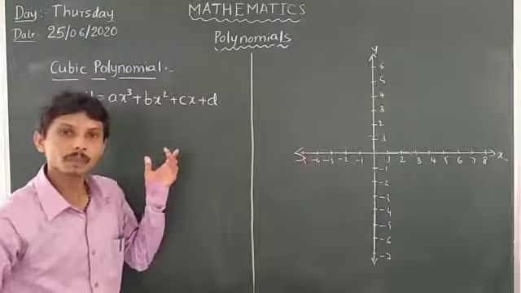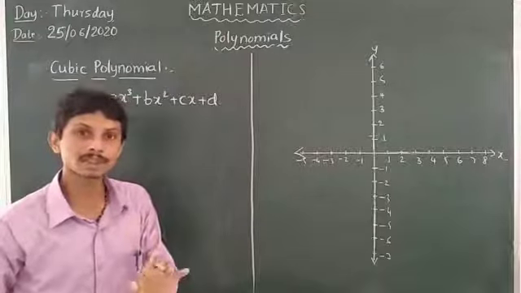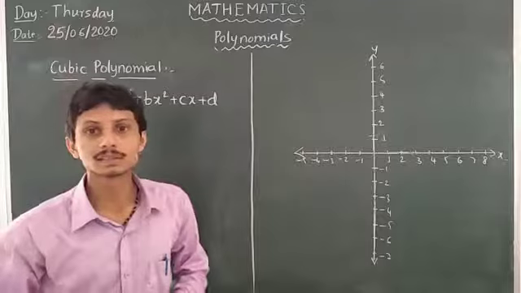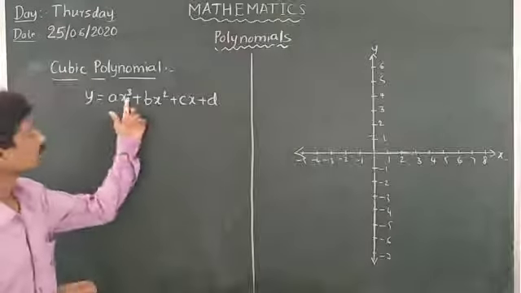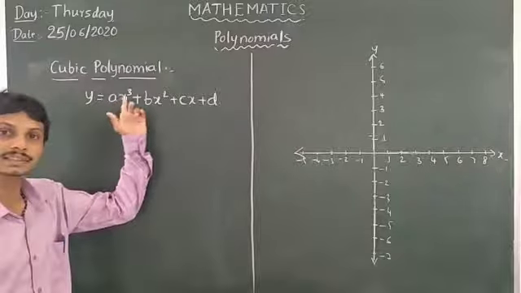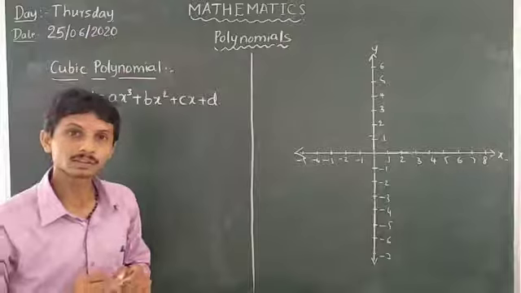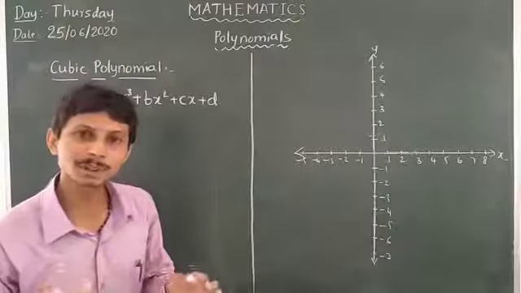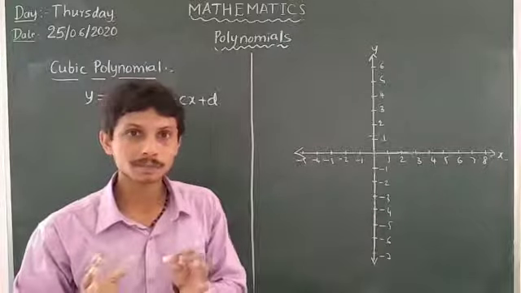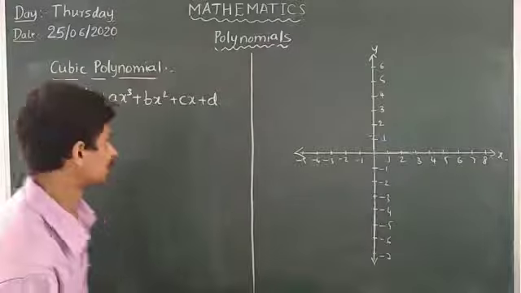So cubic polynomial has the degree of 3, that means the highest power of the variable is 3 here. So here 3 is there, that means the power of this x is 3, that means it's a cubic polynomial. So let us discuss geometrical representation of the zeros of the polynomial by taking some examples. So let us take one example.